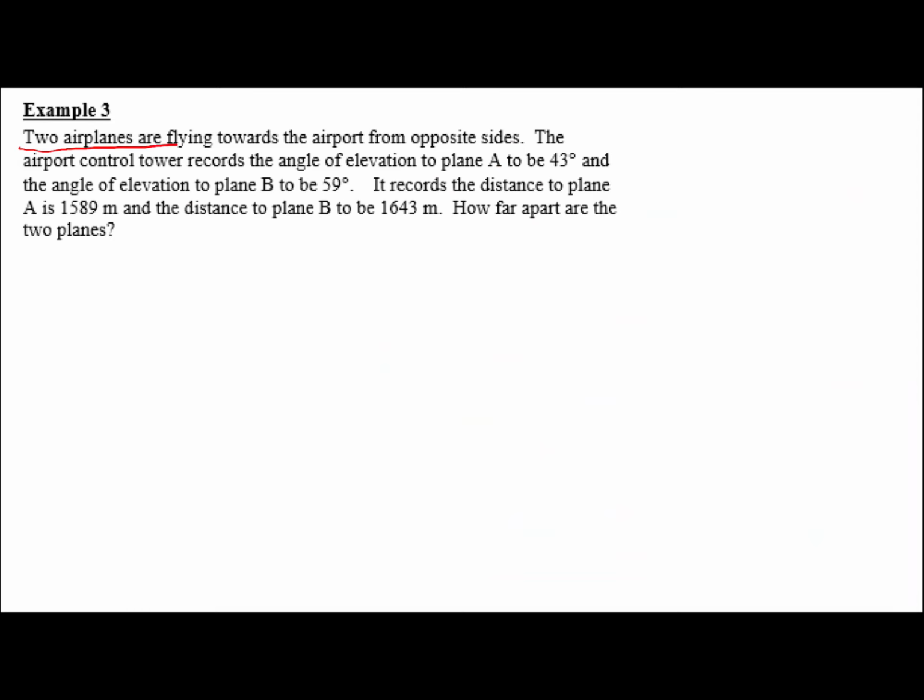Example 3: two planes are flying towards an airport from opposite sides. So I have an airport, and let's just pretend our airport is like a cube. And I have a plane, let's call that plane 1, and let's call that plane 2. The airport control tower records the angle of elevation of plane A to be 43 degrees. Well, we'll call it plane A and plane B.